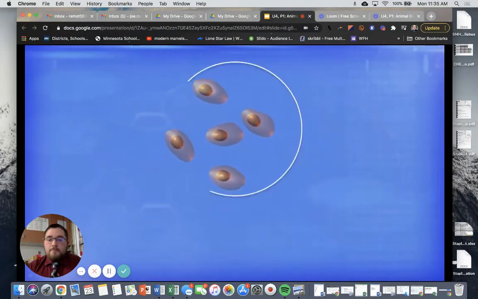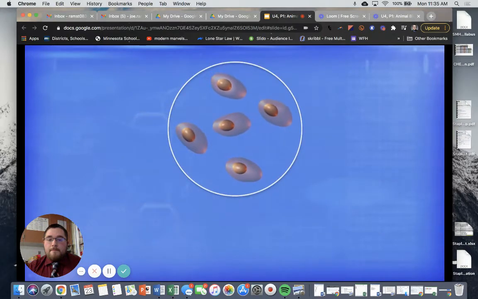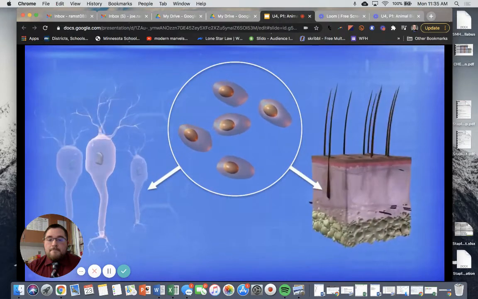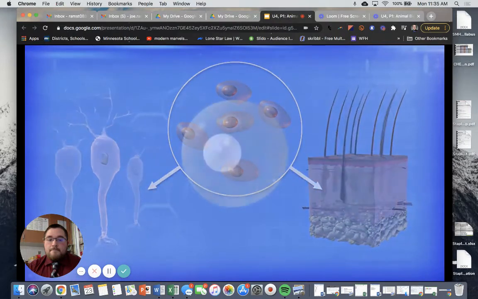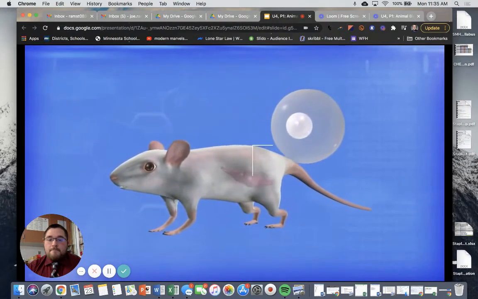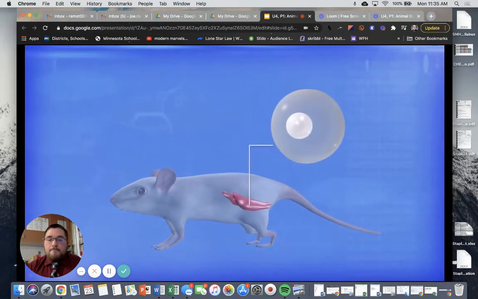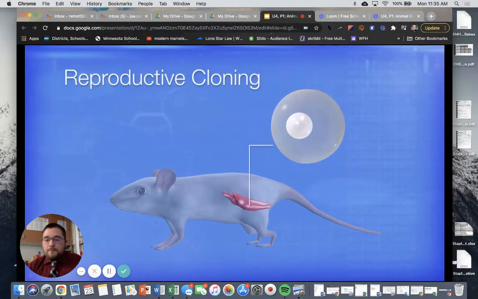Stem cells are treated with specific growth factors to produce a desired differentiated cell type, such as neurons or skin cells. Or the egg can be implanted into a surrogate mother's womb, where it gestates into a cloned organism in what is known as reproductive cloning.